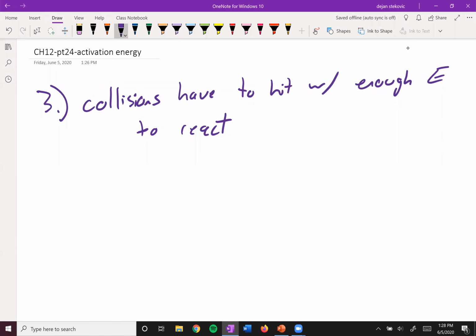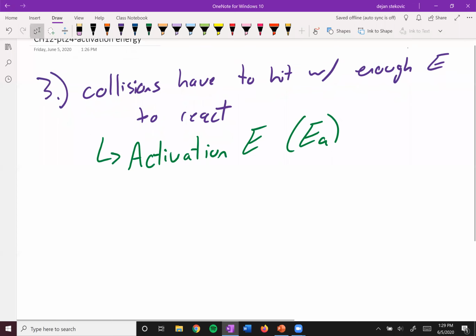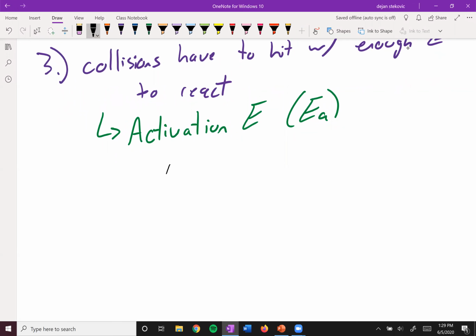All right, so not only do molecules have to hit each other in the correct orientation, they have to hit each other hard enough to react. So they have to hit with enough energy to actually react. This energy required is what's known as the activation energy, and it gets the symbol E sub A. And so to fully understand this, we need to draw some reaction coordinate diagrams.